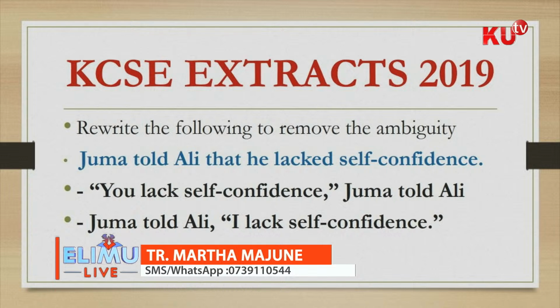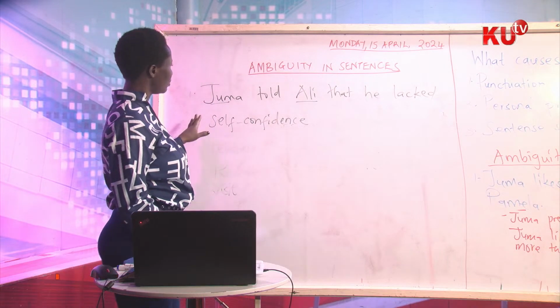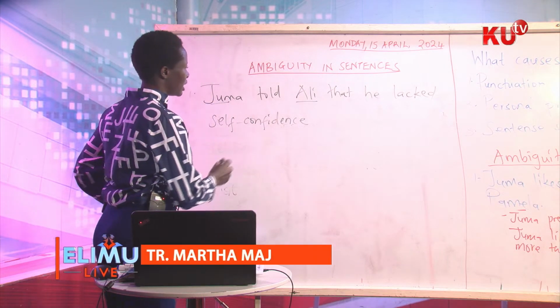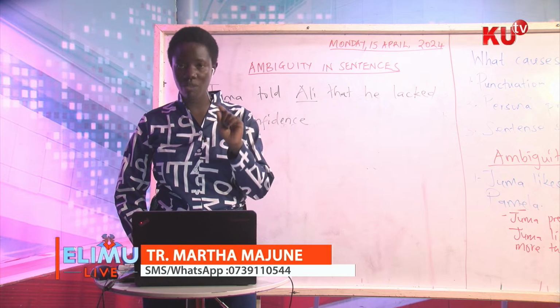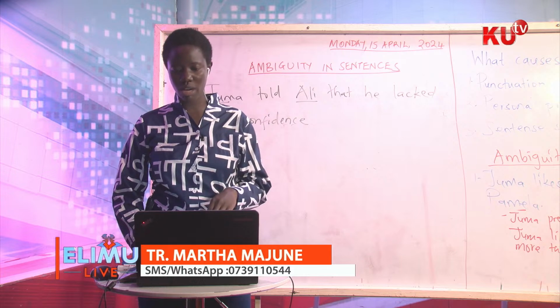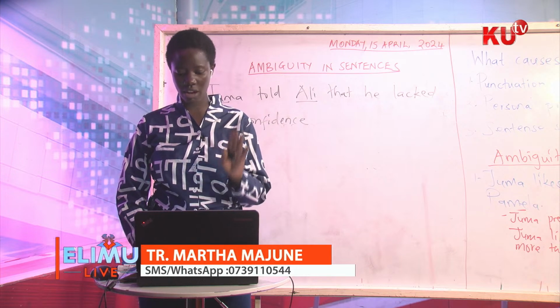So in this case, I want us to look at direct speech so as to get the two different meanings of the statement, Juma told Ali that he lacked self-confidence. If you write this statement as Juma told Ali that he lacked self-confidence, we have a person known as Juma who is telling Ali that Ali lacks self-confidence.